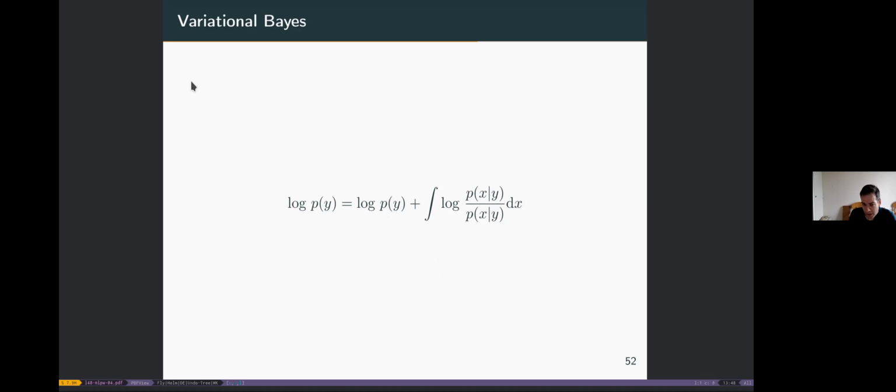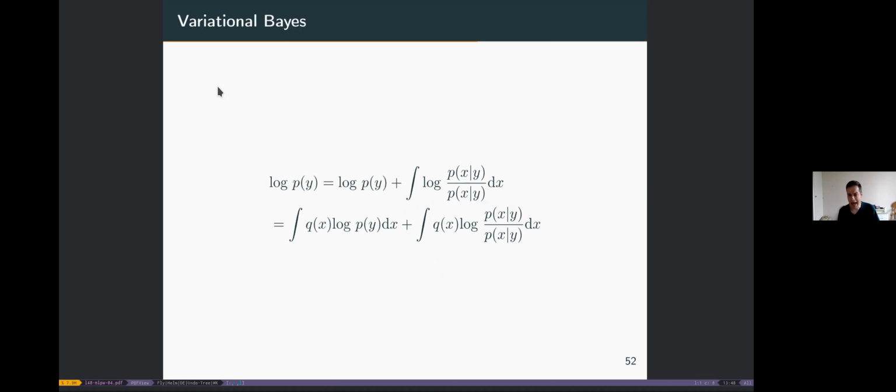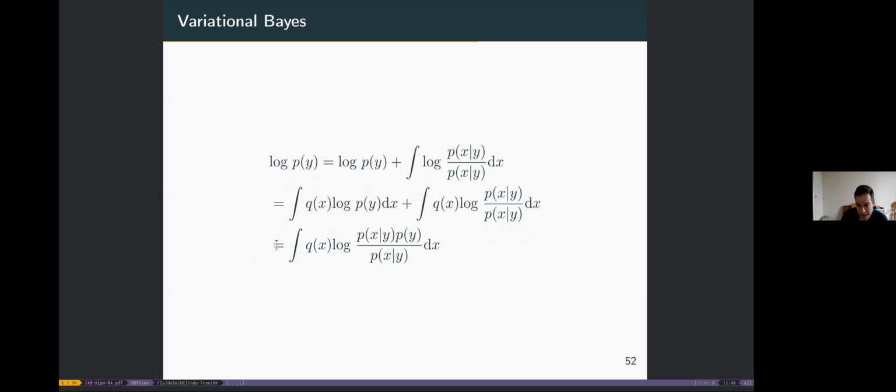Now I want to put these two under the same integral. So I'm going to add another distribution, q of x, which is the q of x that we're going to use later. This is still the same, so I'm just integrating this over q of x as well. Now I can put these two within the same integral. That leads me to this: the posterior times the evidence divided by the posterior.